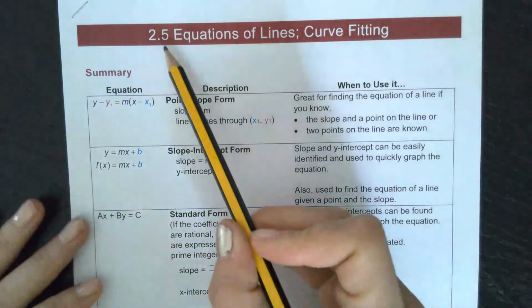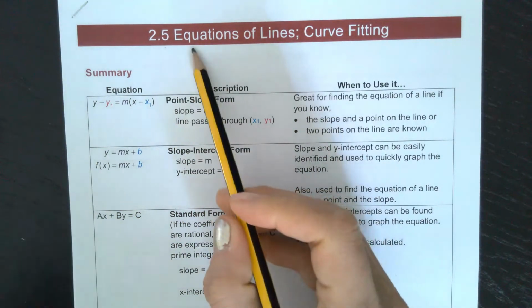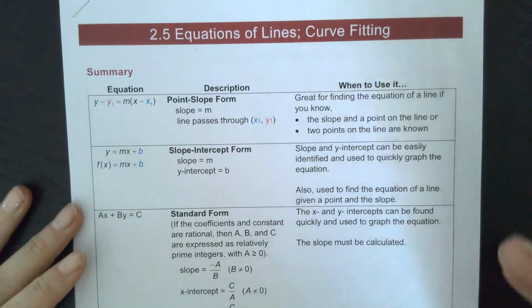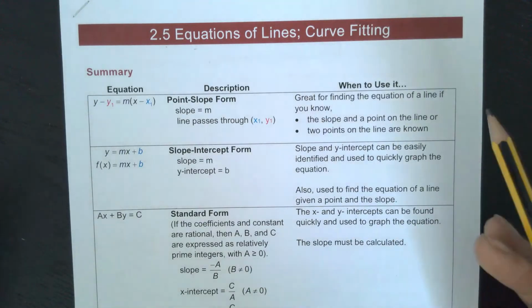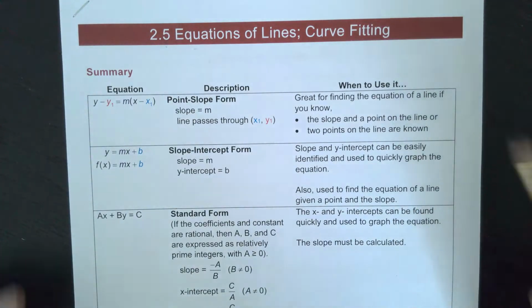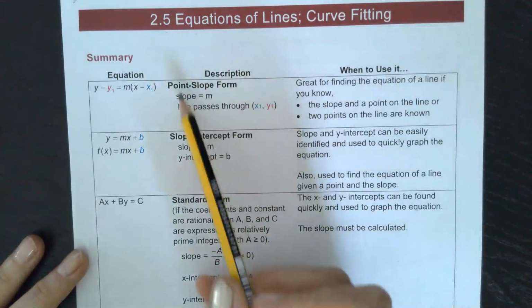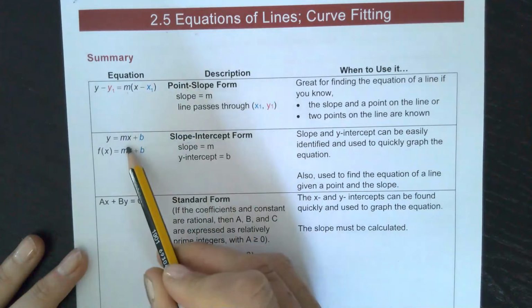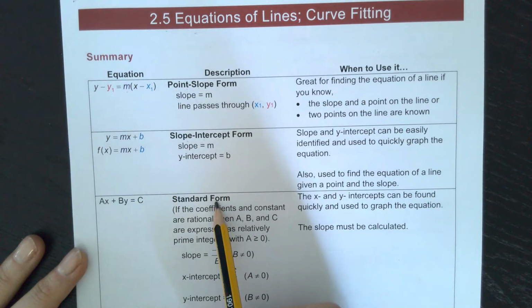So we're starting 2.5, equations of lines. The first page of this document is just a summary. If you forget something, you just look at this page and it will help you remember. We have three different equations: the point-slope form, the slope-intercept form, and standard form.